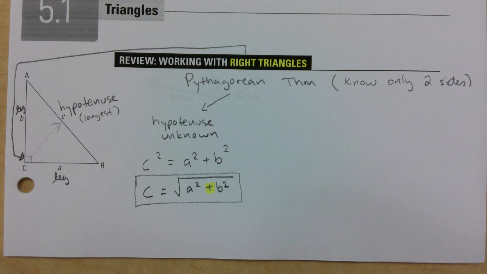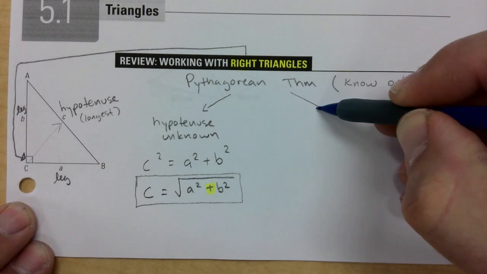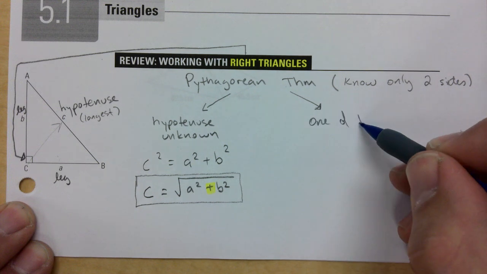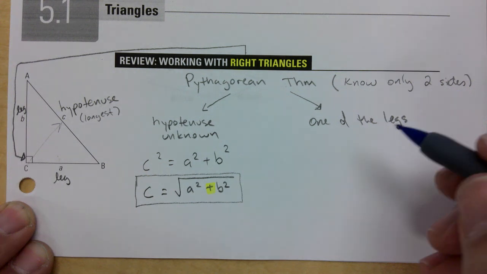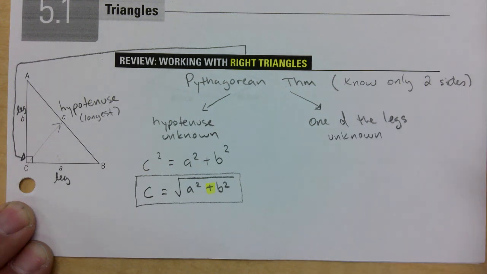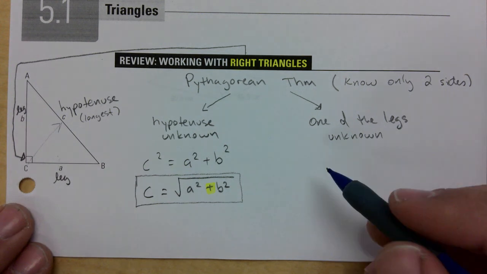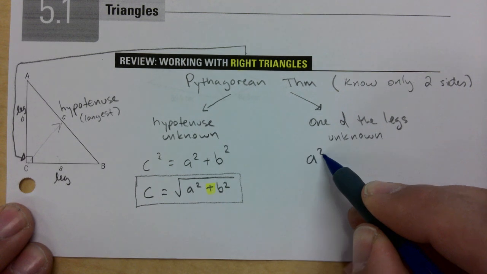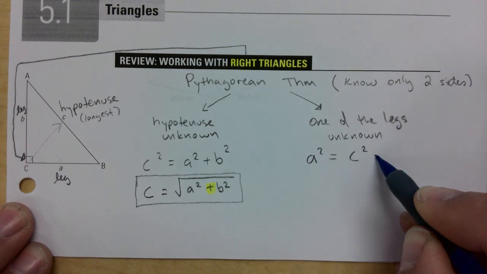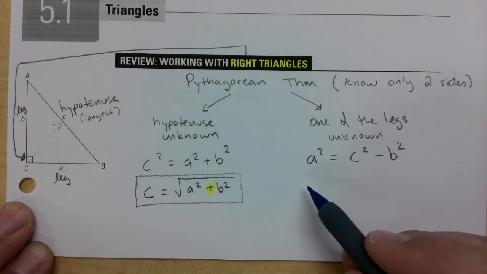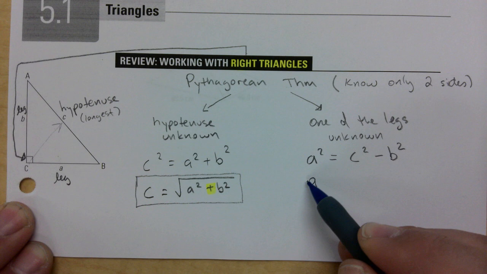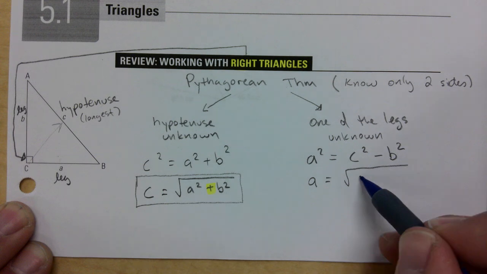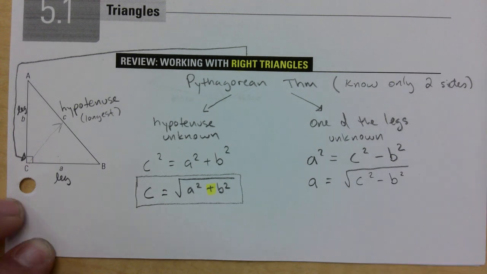The second case is one of the legs is unknown. If one of the legs is unknown, then we would do it this way. A squared is equal to C squared minus B squared. So if you just wanted to find A, which in this case is a leg here, you take the square root of C squared minus B squared. And there's the minus that I'm going to highlight.